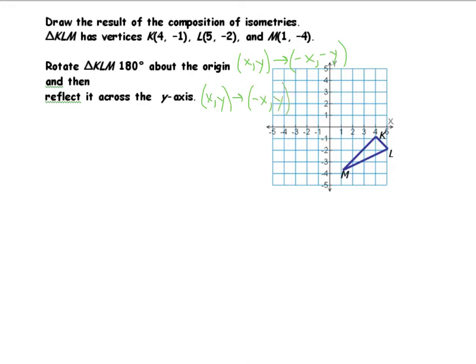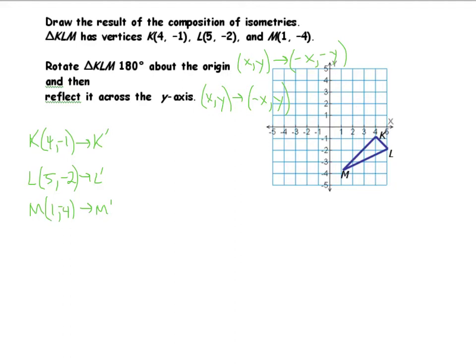So go ahead. Make two columns here. Actually, let's go ahead and make three. I want you to write down the points K, L, and M. Then, with the initial points of K, L, and M, I want you to do the first transformation. I want you to find K prime, L prime, and M prime by doing our rotation of 180 degrees about the origin, and after you get what those are, I want you to then tell me what K double prime, L double prime, and M double prime are.